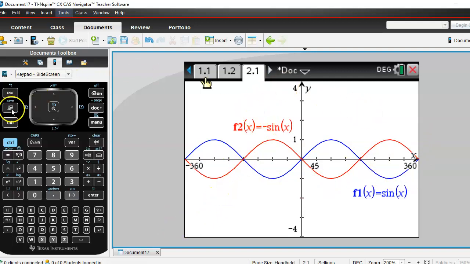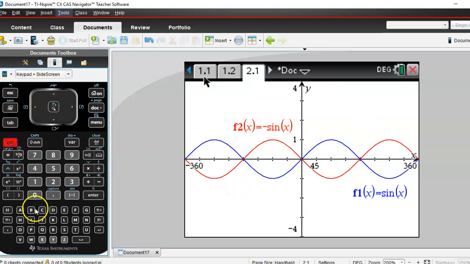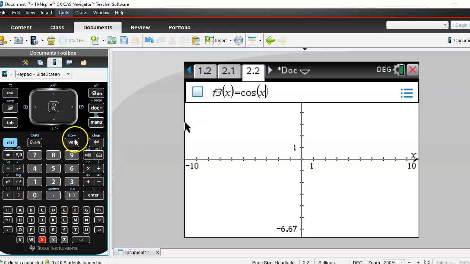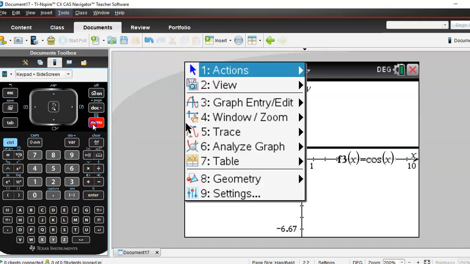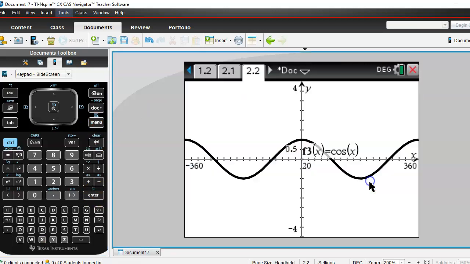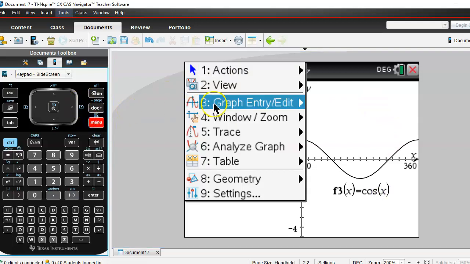Now I'll do another one. So Control I. Now another cool thing you can do on your CAS, I might do cos x. As I was saying, this goes on for infinite. It goes on forever. Okay? It goes on forever and ever and ever. But what we could do is restrict it. Restrict its domain.